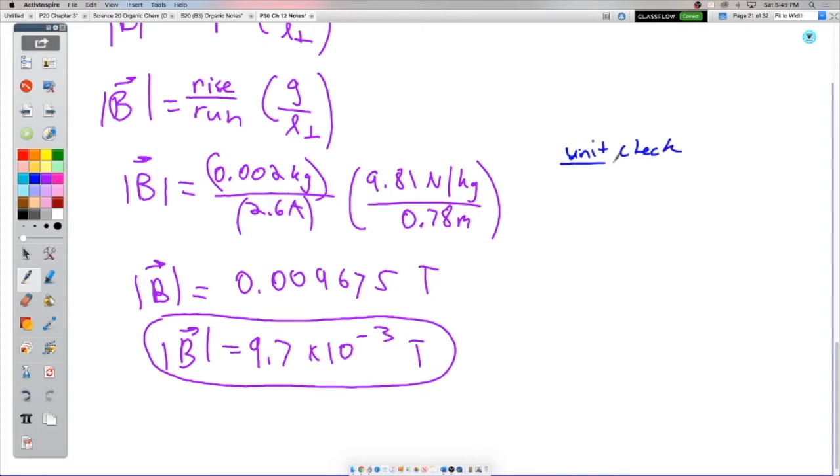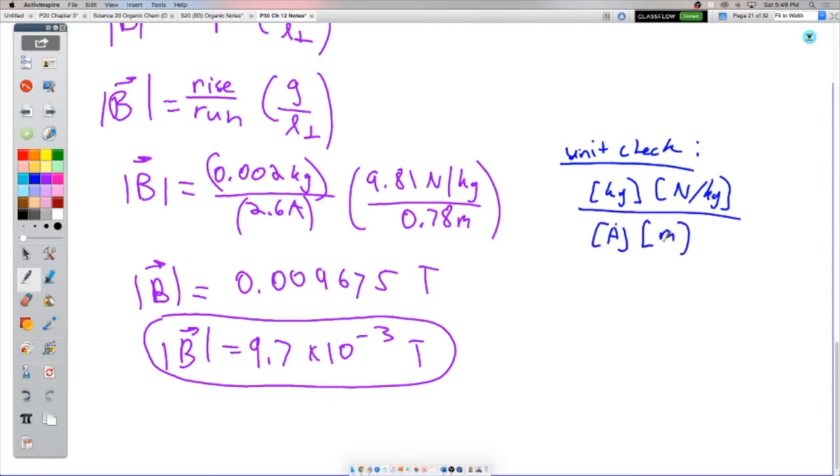It's a powerful thing. We have kilograms, okay, times newtons per kilogram, divided by amps times meters. We want Teslas. Remember, Teslas are a kilogram per coulomb second. Okay, is it equal? That's what we're trying to see. So kilograms times newtons per kilogram, that one's pretty straightforward. The kilograms are gone. Then we've got newtons over amp meters.